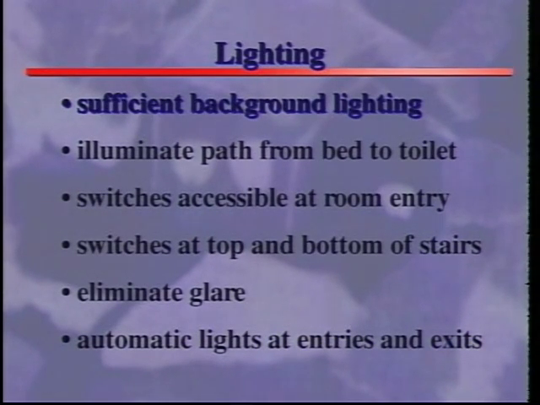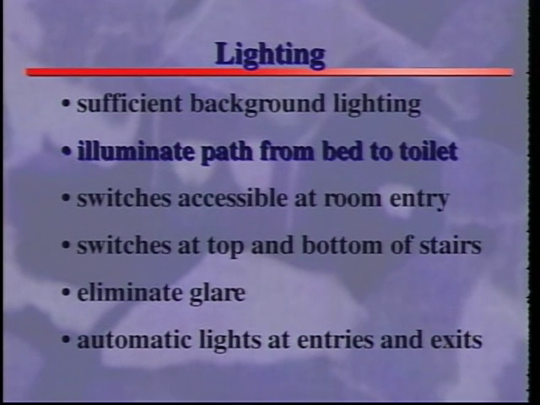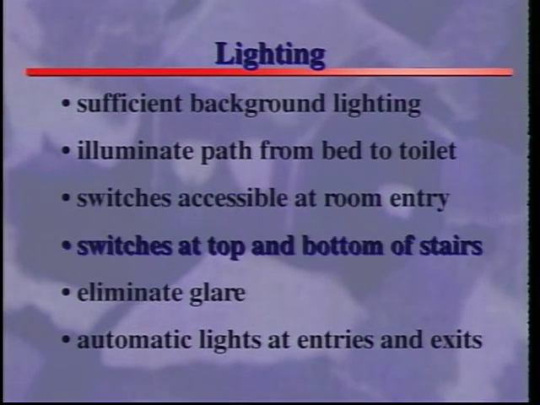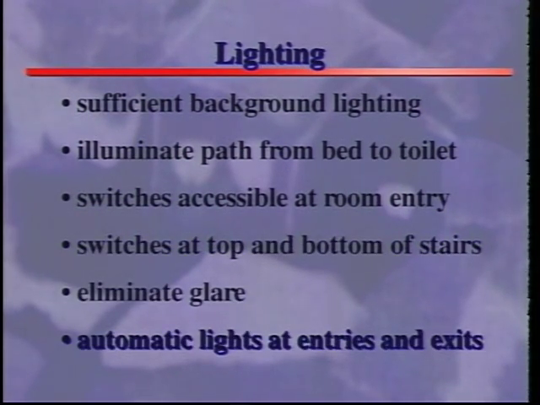Ensure sufficient background light for walking. Illuminate the path from bed to toilet area. Place light switches so that they are easily accessible upon first entering an area. Position light switches both at the top and bottom of staircases. Eliminate sources of glare. Install entrance lights that are motion or light sensitive.